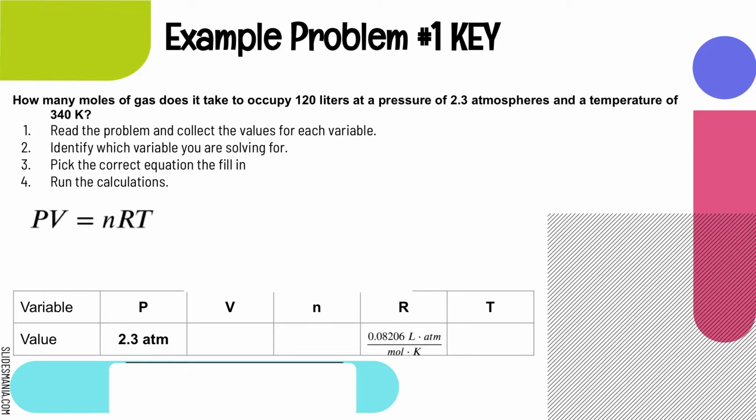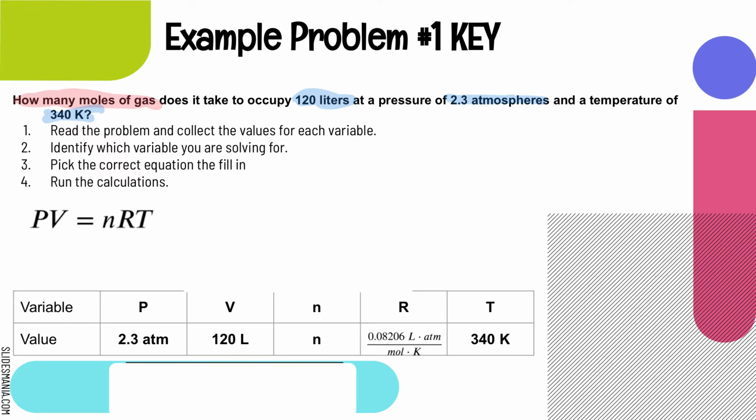Your pressure given was 2.3 atm. Your pressure given is right here. Then what is the volume given? 120 liters. Okay. And this is what it's asking you to find. How many moles? So N, we don't know yet. So N stays as N because we don't know what it is. R is a constant, so it never changes. And the temperature we were given is 340 K.